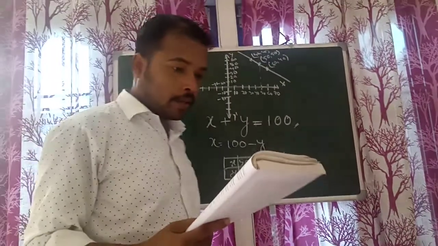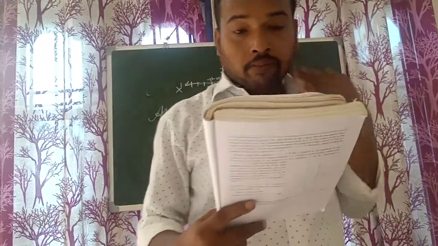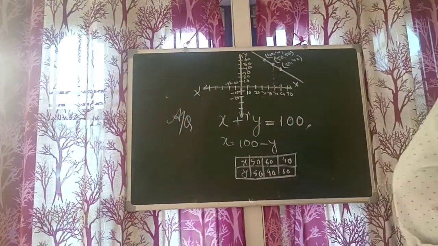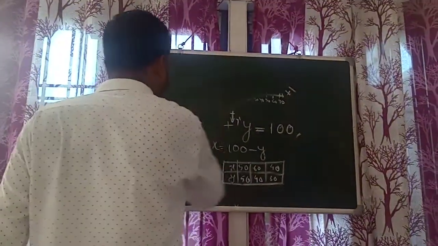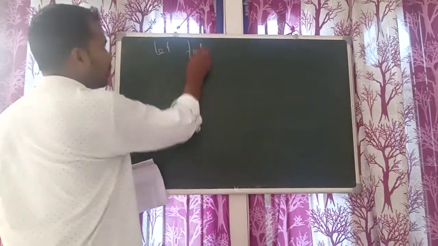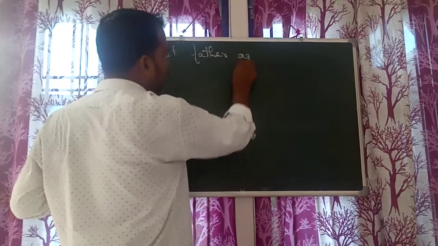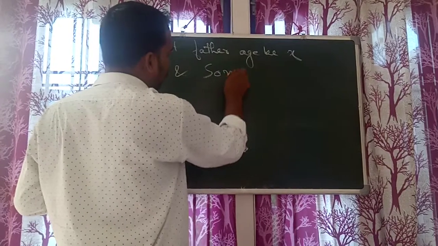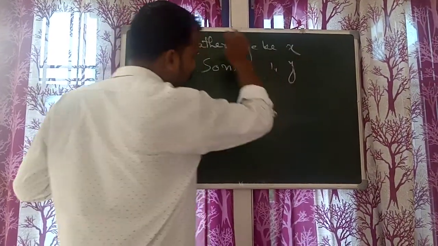Okay. Now next is what? If the present ages of son and father are represented by x and y respectively, and after 10 years father will be twice as old as his son. Let father's age be x and son's age be y.